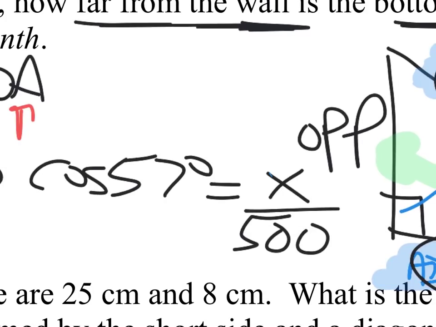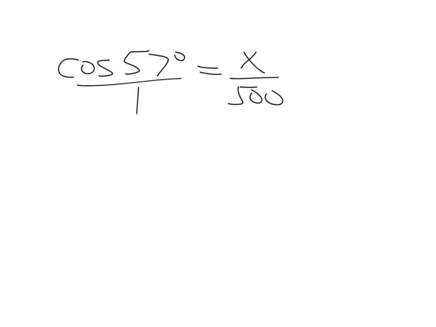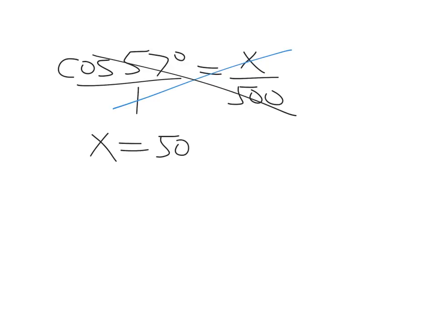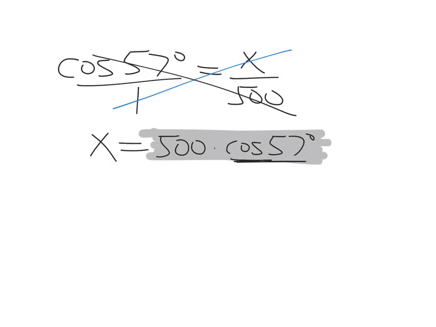And since the X is in the numerator, I'm going to put the cosine of 57 over 1 and cross multiply. I'm going to have 1 times X, that's X. That equals 500 times the cosine of 57. It's always better to write the trigonometry part, the cosine part, second. And now on our calculator, we'll just enter in 500 times the cosine of 57.